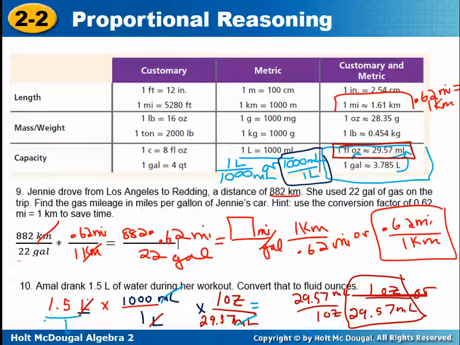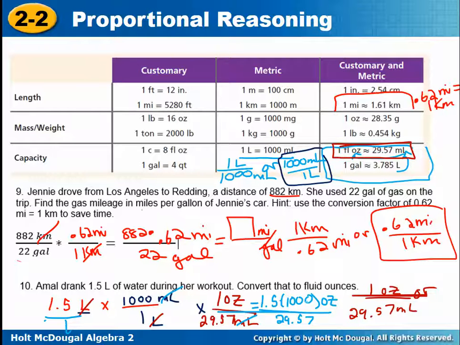this is in the numerator, so we're left with, let me erase this, 1.5, all my numbers here on the top, times 1,000 times 1, ounces is the units left on top, over, on the bottom we have 1 times 29.57. And our units left on the bottom, nothing left. So when you do the math, 1.5 times 1,000, and you divide that answer by 29.57, your answer will be in ounces, which is what we wanted. That's how you would do that problem.